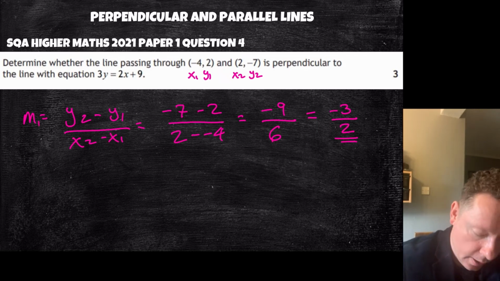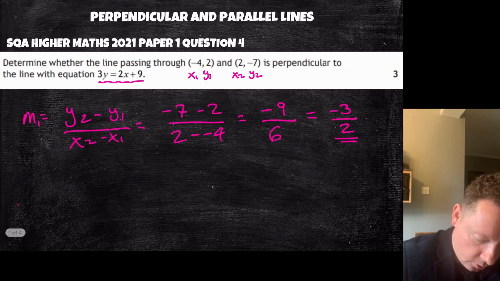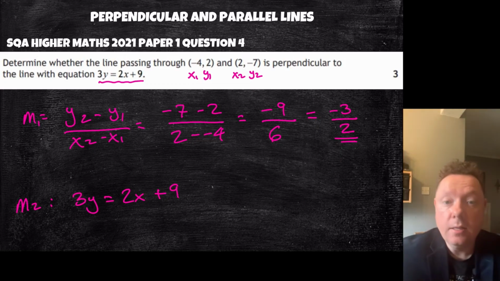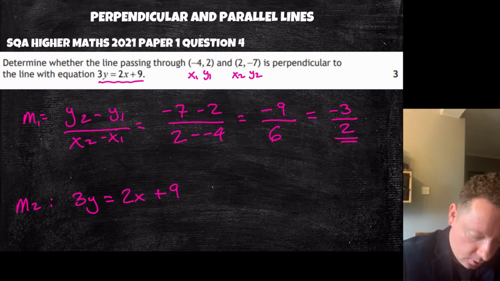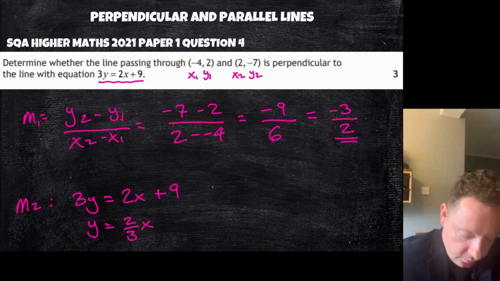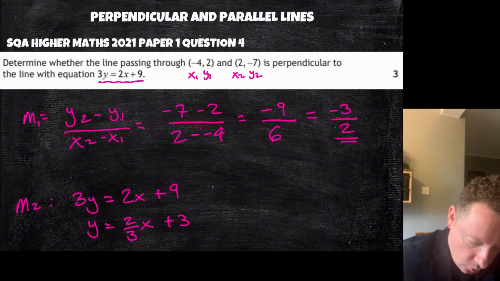Let's call that m1. And then looking at this line, we want to know the gradient of this one. So looking at m2, well, we know that 3y equals 2x plus 9. To find the gradient of this line, we need to have it in the form y equals mx plus c. So we'll just divide each side by 3. So that means that y is equal to 2/3 of x. 9 divided by 3 is 3. So m2 is equal to 2/3.